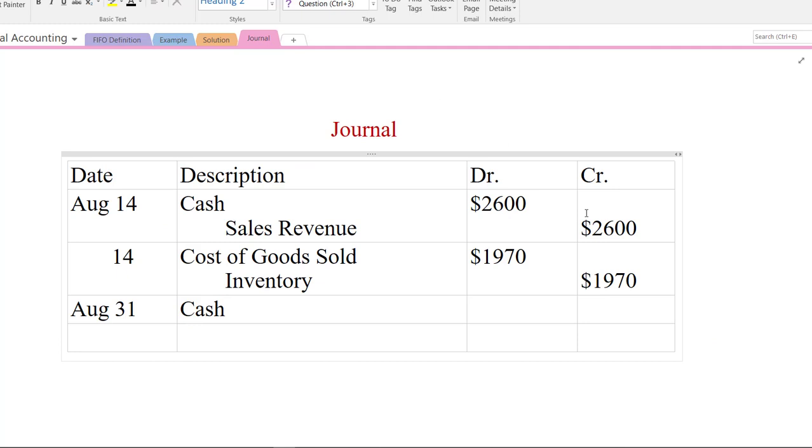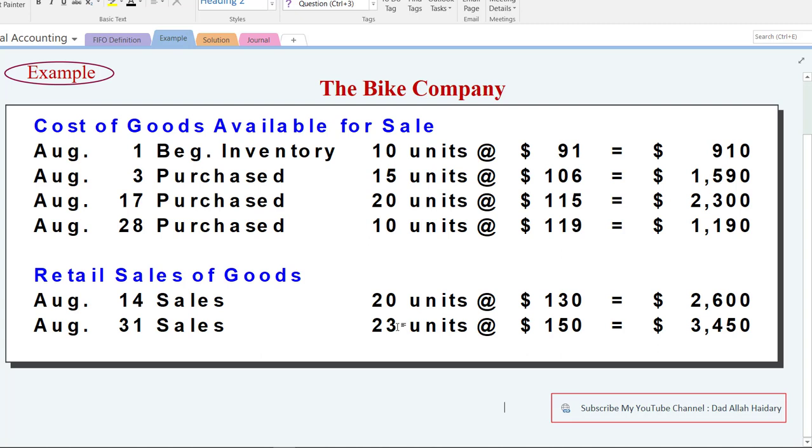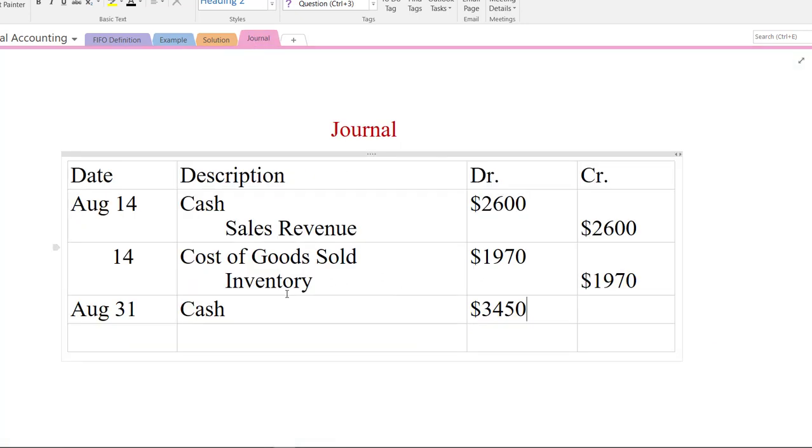Now I will write it here that cash has increased in the business by 3,450, right? This is the total cash which has come to the business. From where? 23 multiplied by 150, which is equal to 3,450. This is how we recorded cash. As I already explained, cash is a current asset, and an increase in any kind of asset is debit.